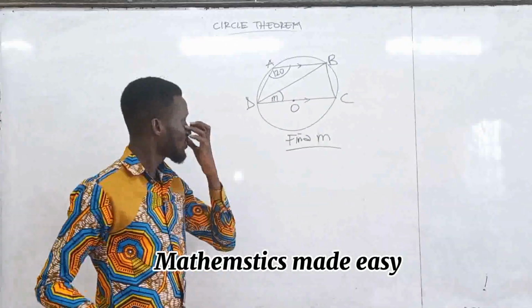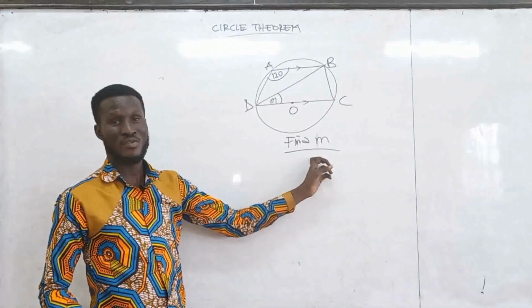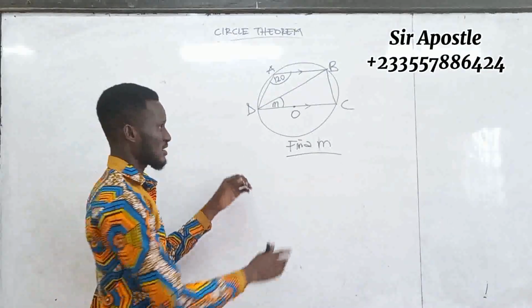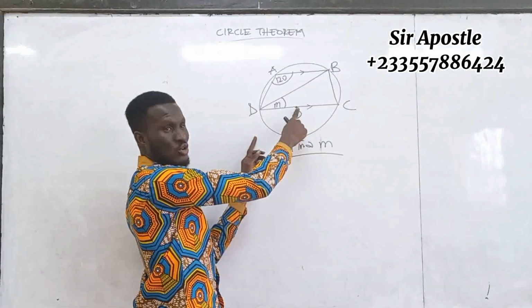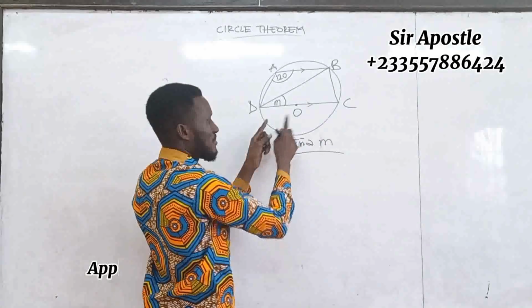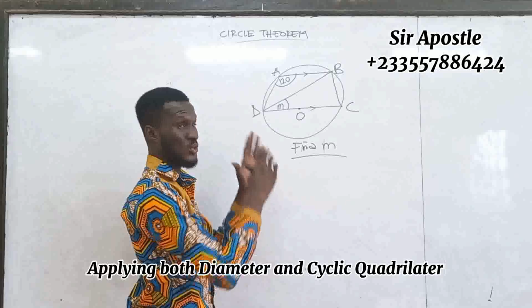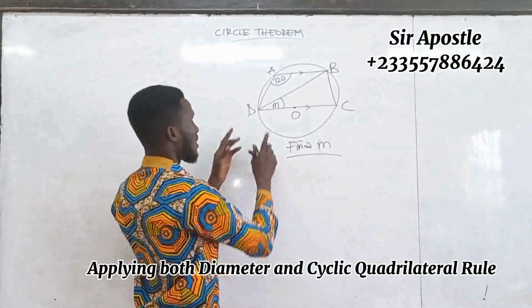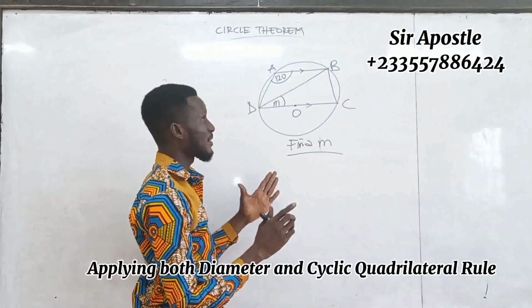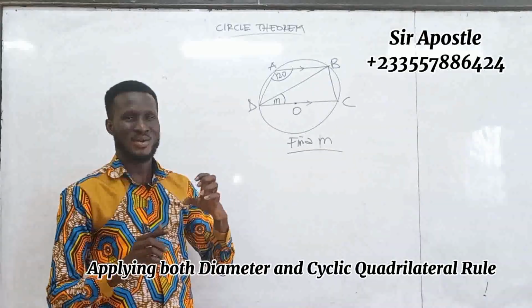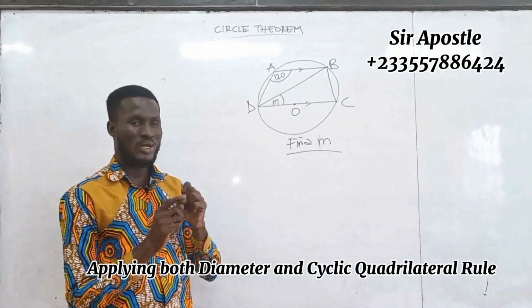Yes. Now let's look at this particular question. We are supposed to find the value of m. But how do you see it? We have our center to be O and our DC. Now since the center is O, it means that the DC is the diameter. You know, this one is not drawn to scale. Yes. Now DC becomes the diameter. Now since we have DC as our diameter, we can think of our diameter rule.